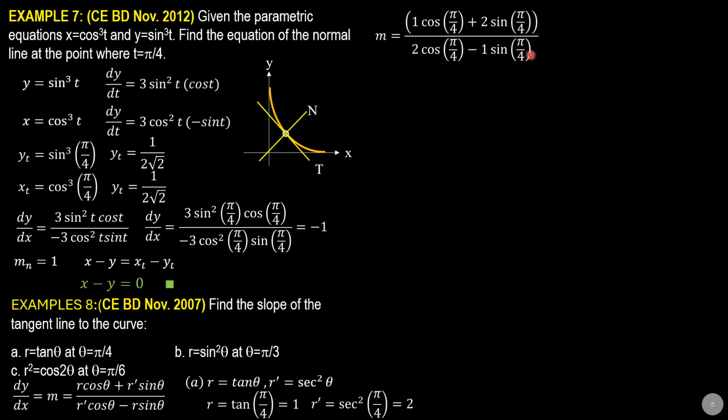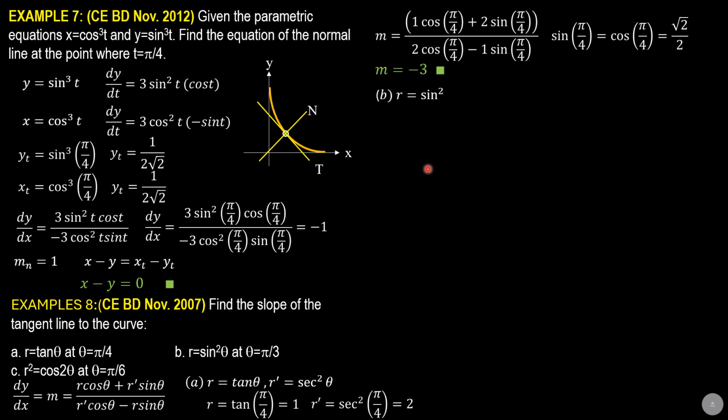So using your calculator in radian mode, we get the slope. Sine of pi over 4 equals cosine of pi over 4, which is square root of 2 over 2, or 1 over square root of 2. So the slope is equal to negative 3. So slope equals negative 3.